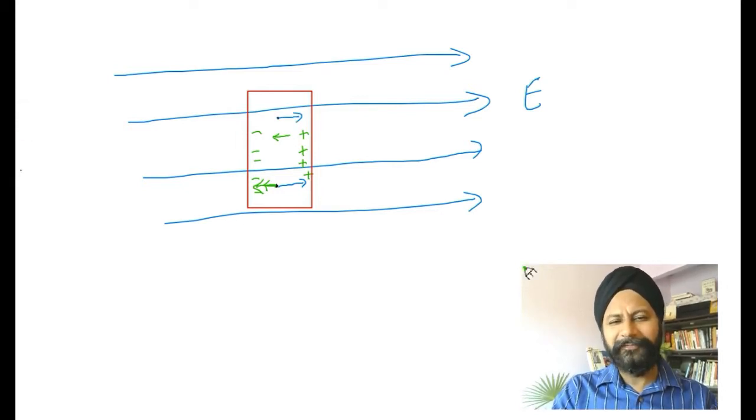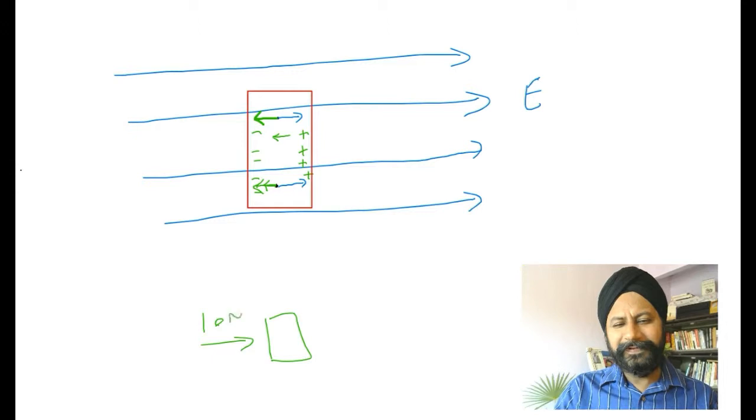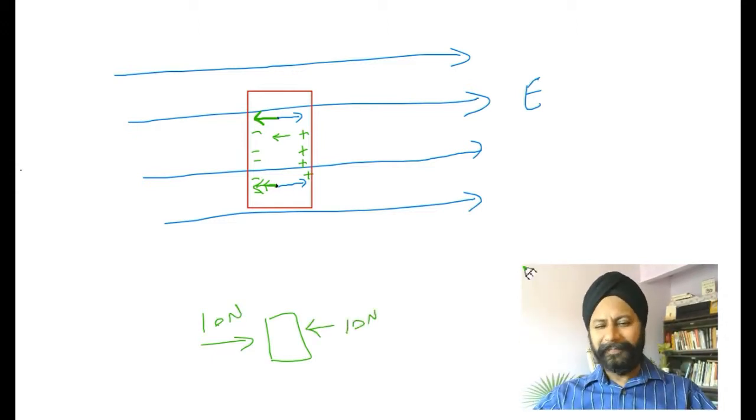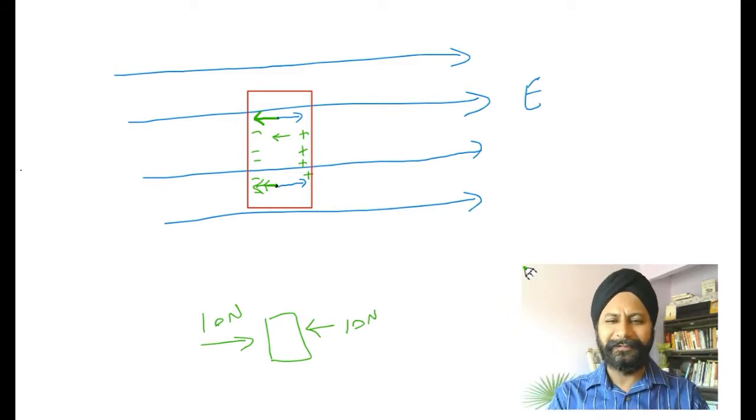So there are fields in here, but they cancel out each other. It's like saying there's a box here, I'm applying 10 newtons here, you apply 10 newtons here, I would say the net force is zero. There are forces, but there is a net force of zero here. That's exactly what is happening here.